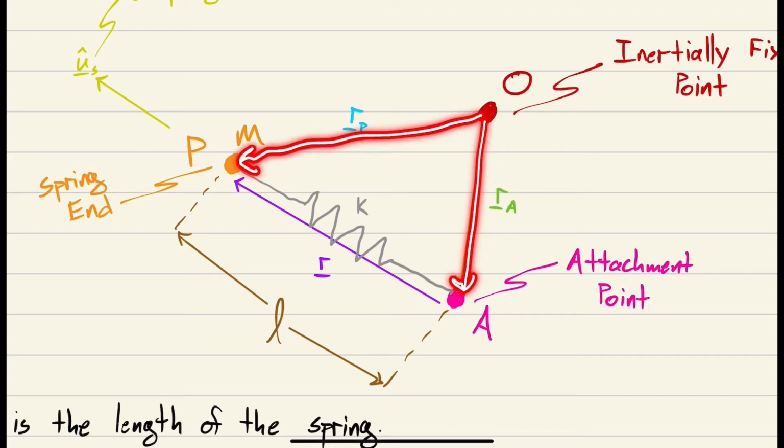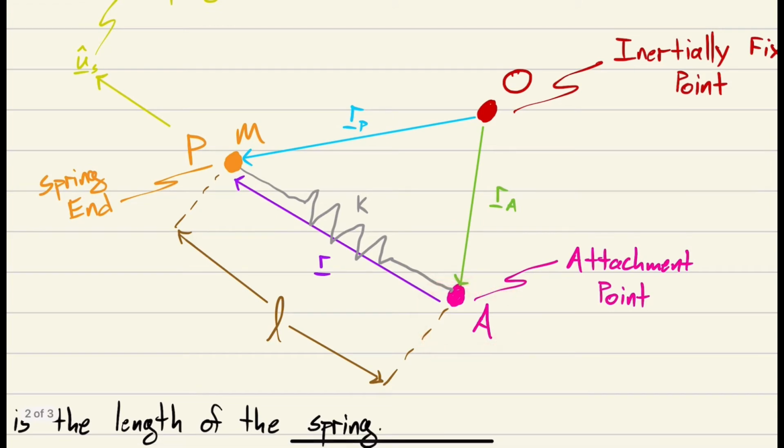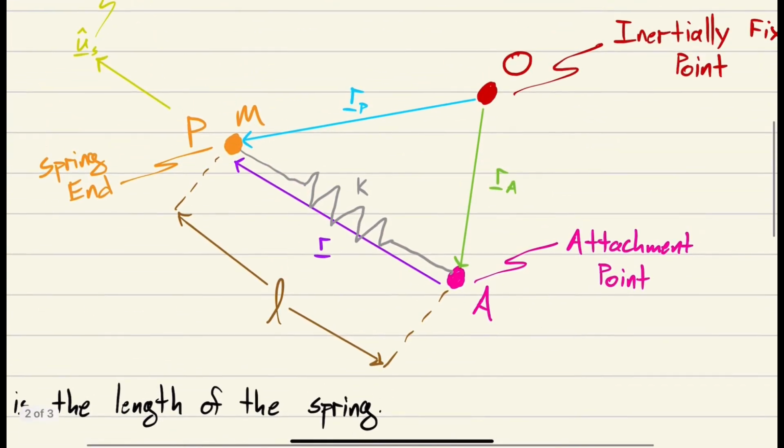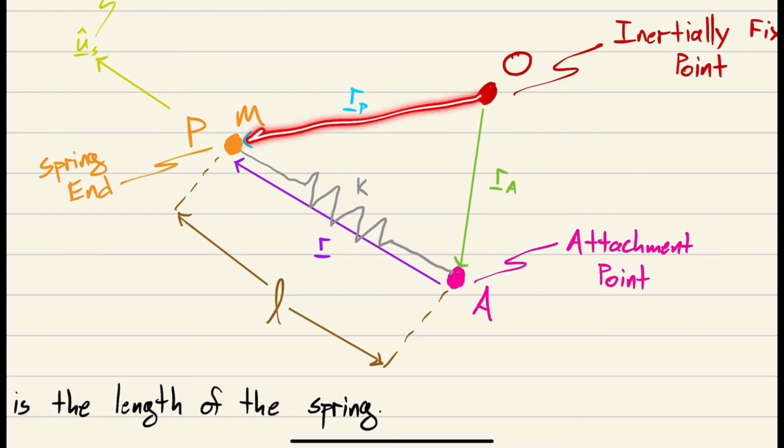We just went over this, right? So the vector that points from the attachment point A to point P is R right here, and that would be equal to R sub P minus R sub A. That's R sub P minus R sub A, which is the distance from A to P, which is this vector right here, R. The magnitude of R is called L, which is just the length of the spring.